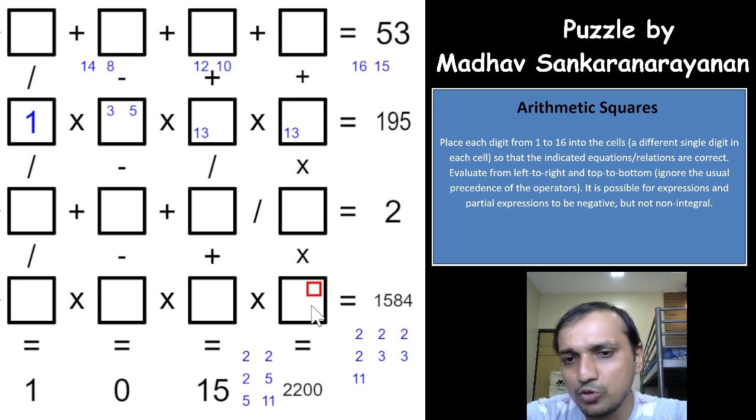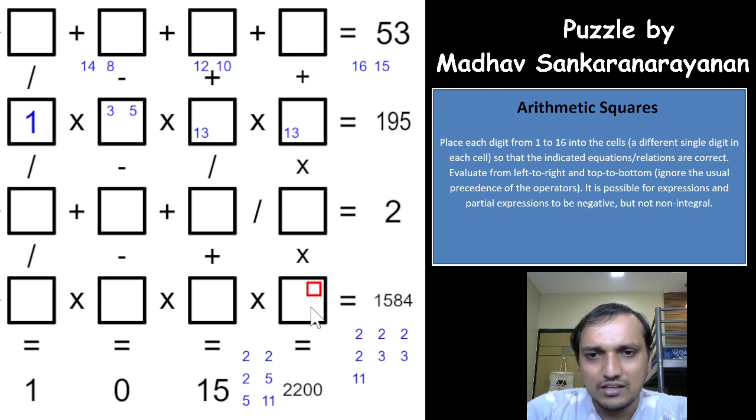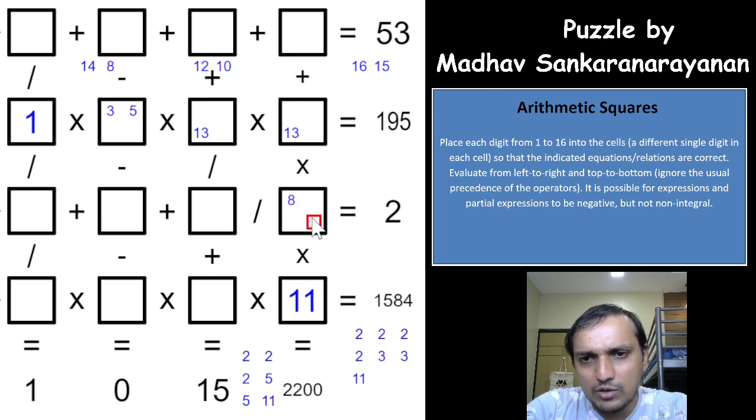What happens if you don't use the 11 here? 8 and 10. 8 into 10 is 80. 80 doesn't go with 2200 perfectly. So which means 11 would have to be in one of these two cells. And you know that 11 is in one of these 4 cells. So 11 would have to be here. Right? Of course, this cell would have to be 11. And now we know that either 8 or 10 would have to be used here.